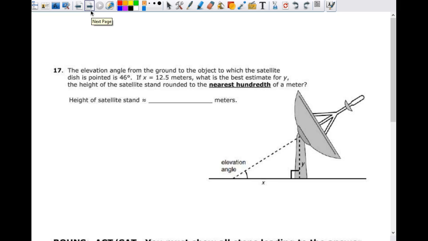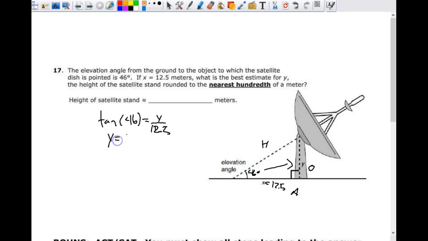This one here. It says the angle of elevation to the object is 46 degrees. We know this is 46 degrees right here. We know x is equal to 12.5 meters. Find y. That's opposite. That's an adjacent. That's a hypotenuse. Tangent, because we're looking for these two here. Tangent of 46 is equal to opposite y over adjacent 12.5. Since y is on top, we just have to multiply. y is equal to 12.5 times tangent of 46.